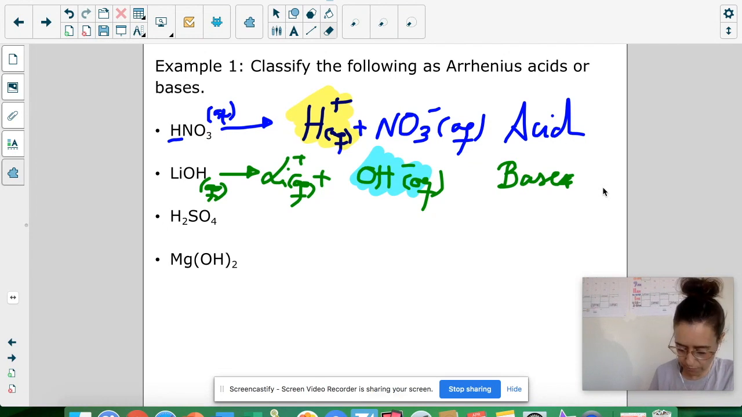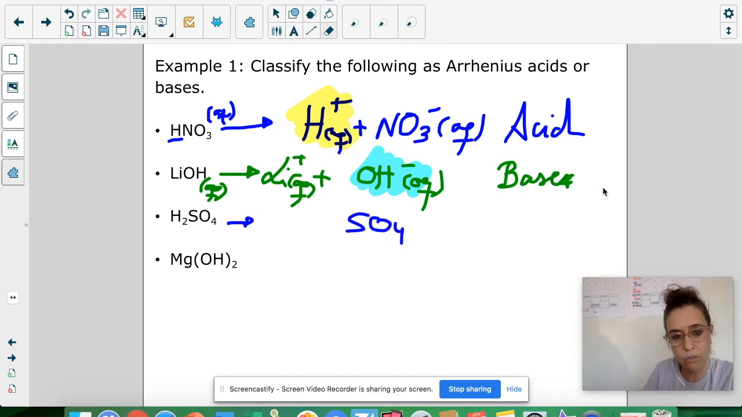Now, next one. We look at the substance and we look at the back of the periodic table, and we identify the polyatomic ion. The polyatomic ion that we have here is the SO4. And the charge of the SO4, you have it on the periodic table, is 2-. It's a sulfate. So what's left in order to form this compound, in order to form this substance?